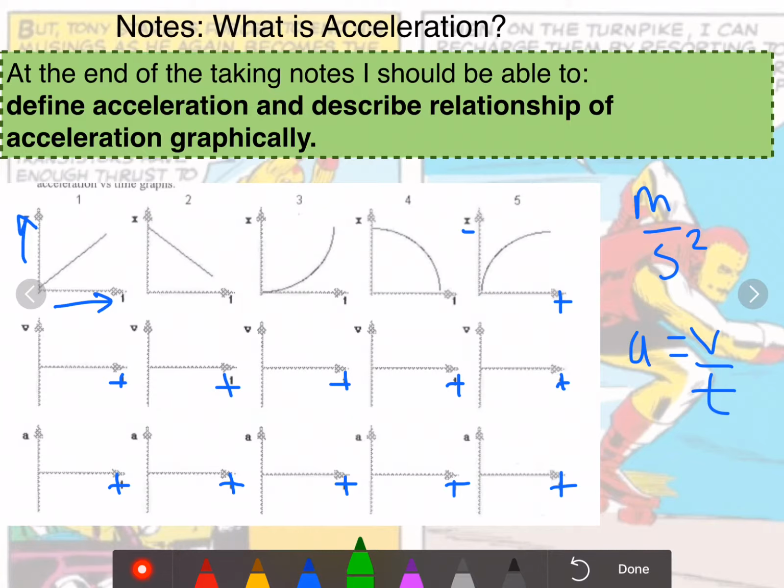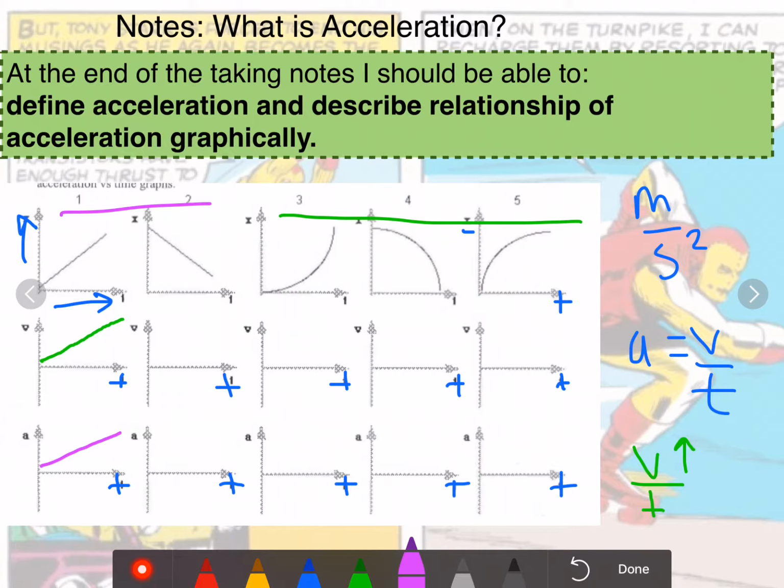I'm going to go through 1 and 2, and then I want you to do 3, 4, and 5. So the first one, it's going to be increasing. If you increase in distance and time, velocity is going to increase as well. Now, if velocity is increasing and the time is increasing, our acceleration is also going to be increasing as well.